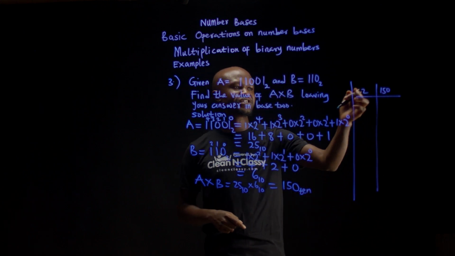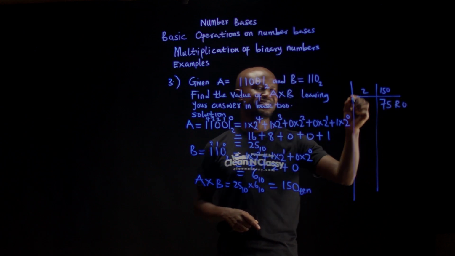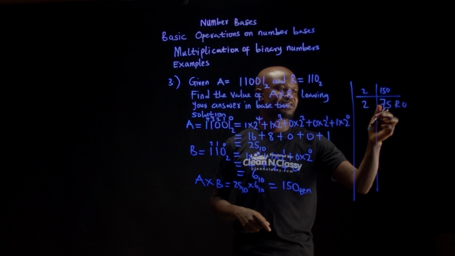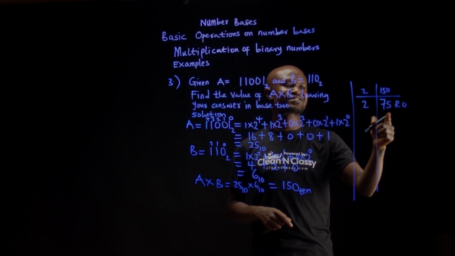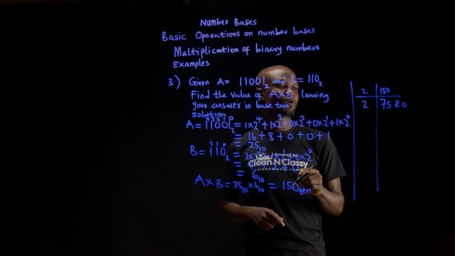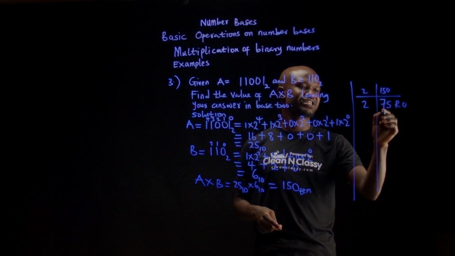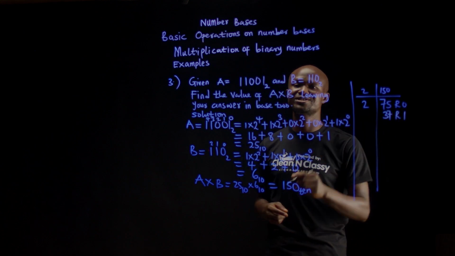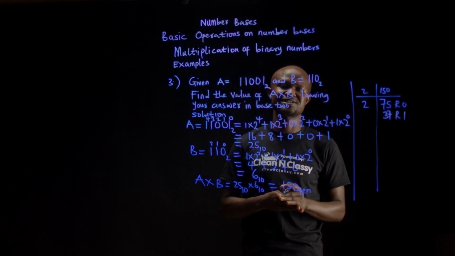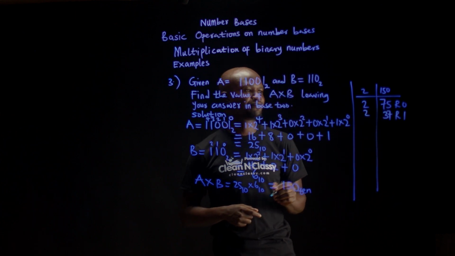Now, 150 divided by 2 gives us 75, remainder 0. Then dividing by 2, 75 divided by 2: 74 divided by 2 gives us 37, since 37 times 2 is 74. So this will give us 37 remainder 1, because taking away 74 from 75 is 1.